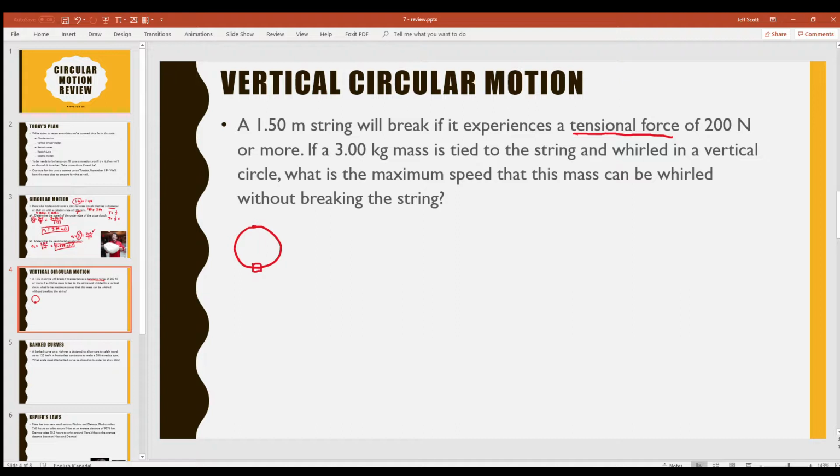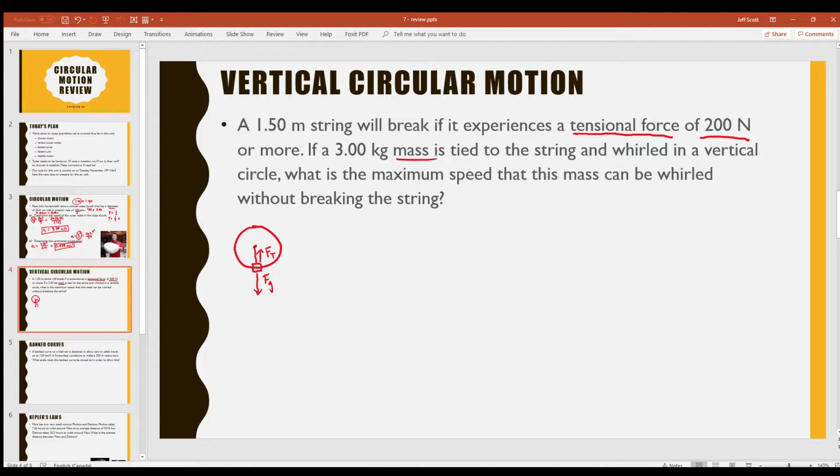So again, the string we know will break if it has a tensional force of 200 newtons. And the place in this circle that's most likely for that string to experience a high force would be at the bottom. So I want you to think about the bottom of a circle in this case and what kind of forces are going to be acting upon this mass that was tied to the string. There's going to be a force towards the center of this circle that will be your tensional force, Ft. But there's also going to be a force pulling it straight down. That would be your force of gravity, Fg.